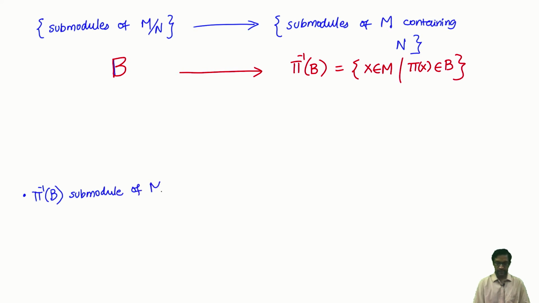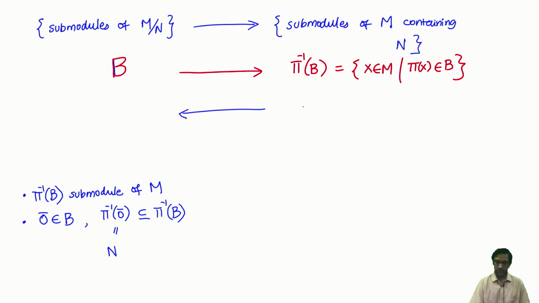That's easy to check. I leave that for you to verify. But the key property that we need is that because B contains the 0 element, the pre-image of the 0 element, well, what's the pre-image of the 0 element? It's all elements of M whose cosets give you the 0 coset, and that's of course N by definition. So the inverse image of the 0 coset is N, so N is certainly contained in every pi inverse B. Therefore pi inverse B is a submodule of M which contains N. That bit is fine.